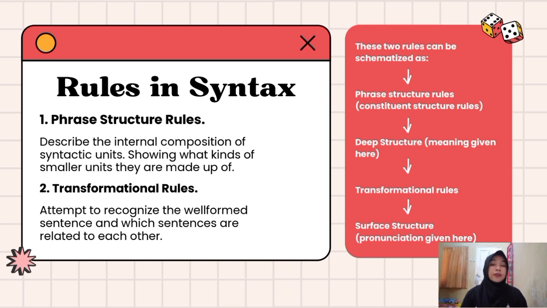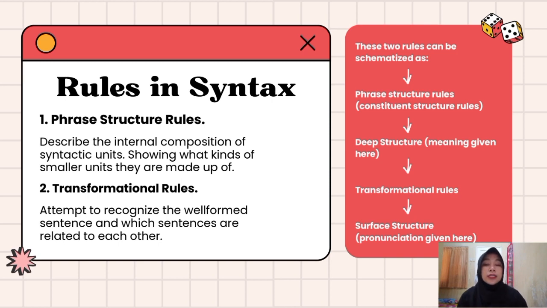The first one is phrase structure rules. The second one is transformational rules. The first one is phrase structure rules. These rules show how sentences are made up, like building blocks. For example, in English, a rule for a noun phrase or NP could be determiner plus adjective plus noun.